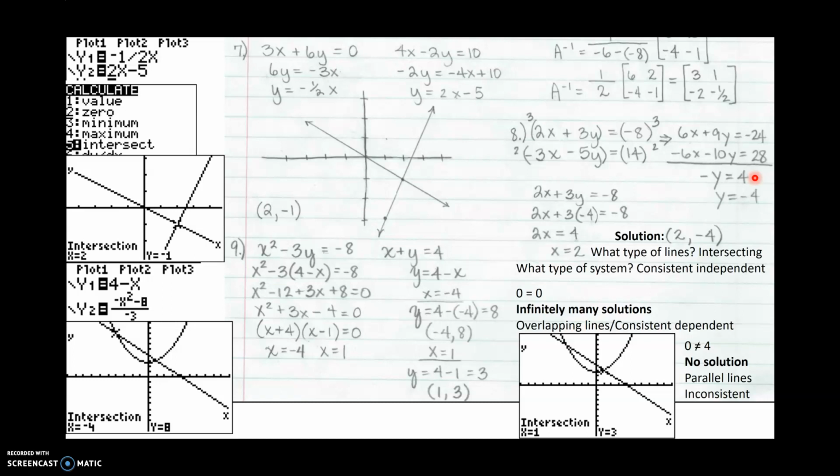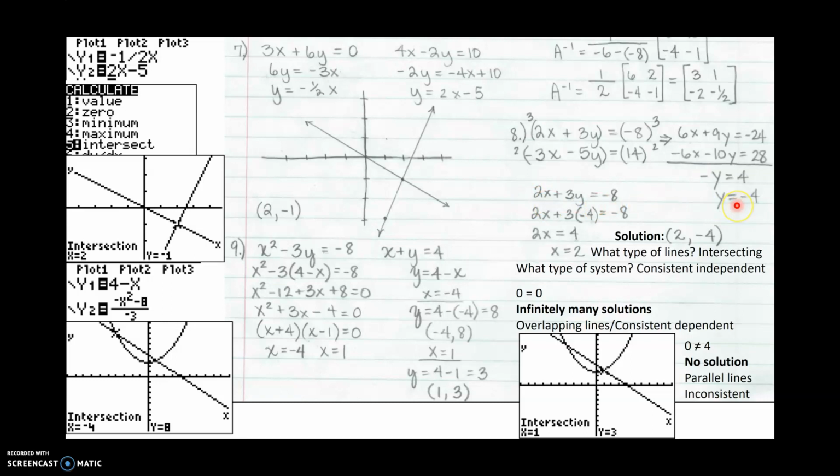So now how do I get y by itself? Divide by negative 1. So y would be negative 4. Now once you know y, how do you find x? Plug it back in. It does not matter which one I plug it into. I could plug it into this one, this one, this one, this one. Makes no difference. Pick whatever looks easiest to you. I picked the first one.